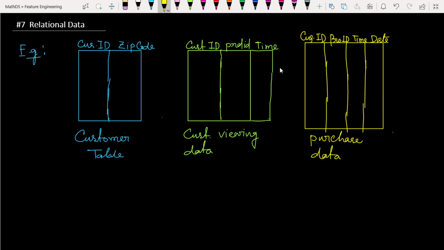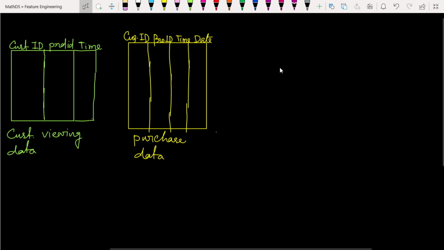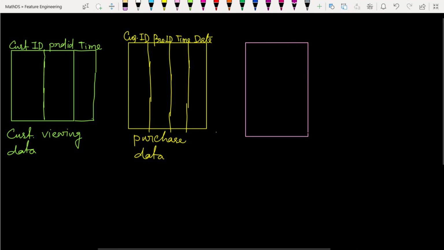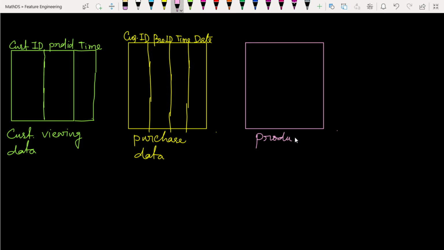And there may be another type of table. Let this be the product table, the product data. This data takes into account the product ID, what the type of this product is, the description, the title, and the type of the product. Like that, this is a simple product table.